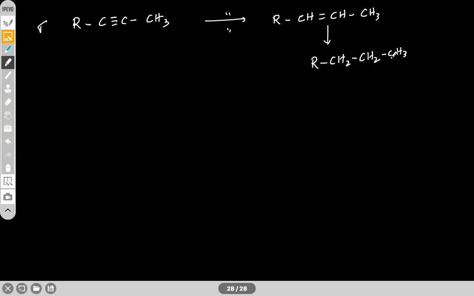So same mechanism, no, sir? Sorry? Same mechanism, no, sir. Peroxide.